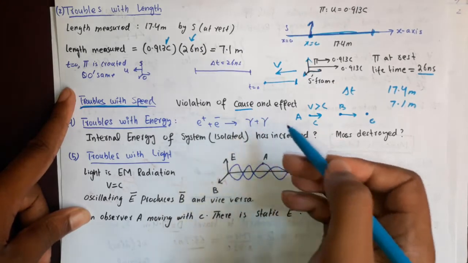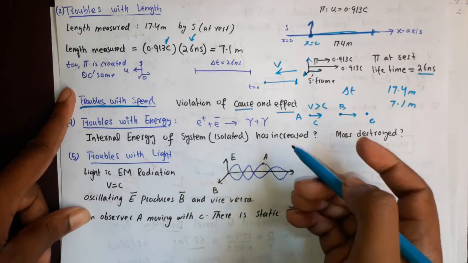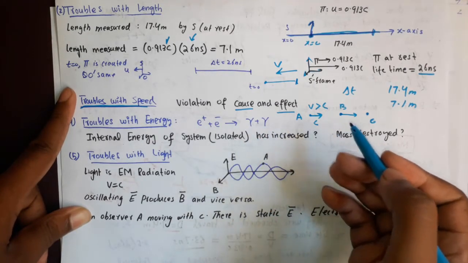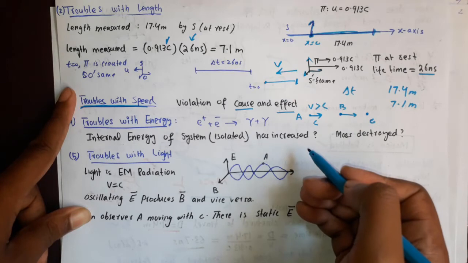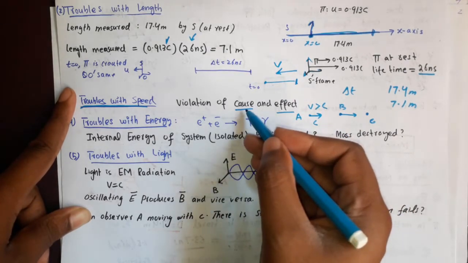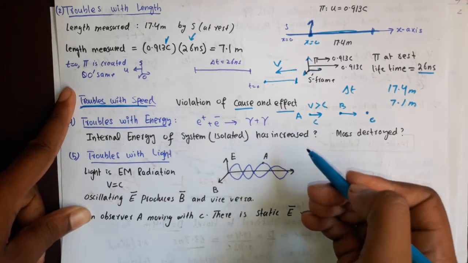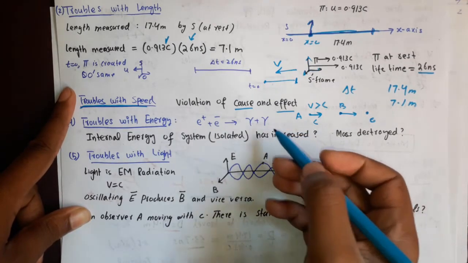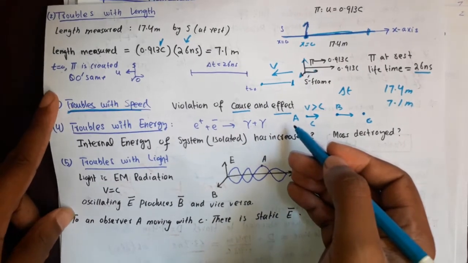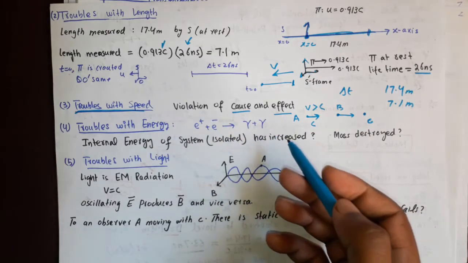Cause is always before the effect. First there is a cause and then there is an effect. For example, if an apple drops from the tree and falls on the ground, the dropping of the apple is the cause and falling is the effect. So you cannot find a frame in which it will appear that the apple is on the ground first and then it falls from the tree. So this is a violation of cause and effect.